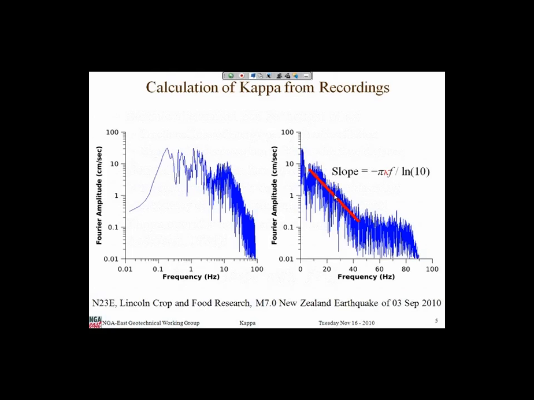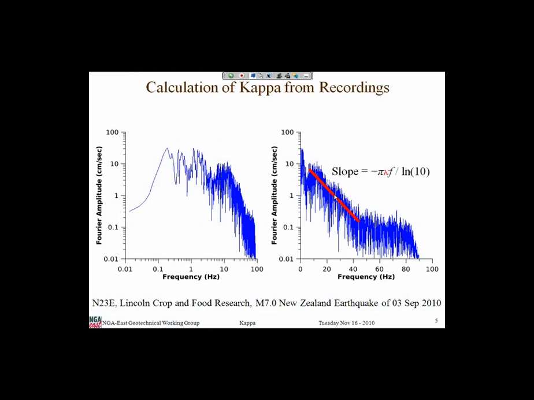This is the way Anderson and Hough defined it, and it's amazing. We were always used to looking at log-log plots of Fourier spectrum, because the amplitudes change so much. They looked at a log-linear plot. What happens? At high frequency you get this very nice linear fall off, and then you get to noise. The flat part at the bottom is noise, but that linear part is very nice. The slope is well defined, and basically the slope is minus pi kappa f, and you have to divide by the natural log of 10 because we're on a log base 10 scale instead of a log base e scale, but you get the picture.